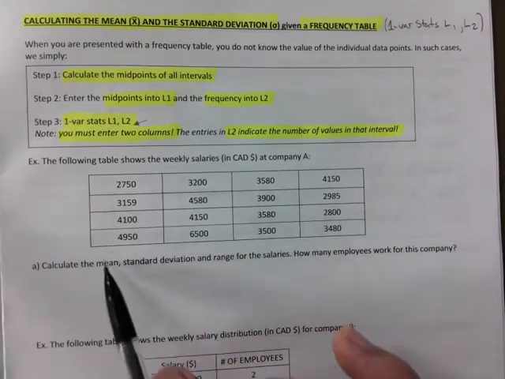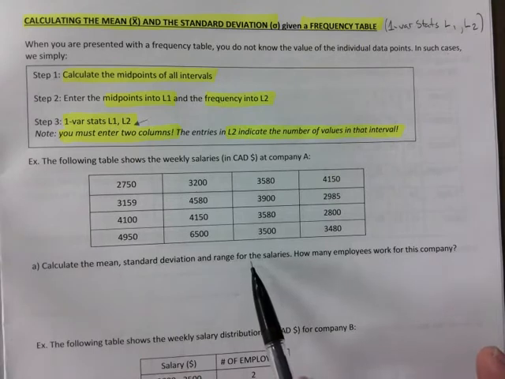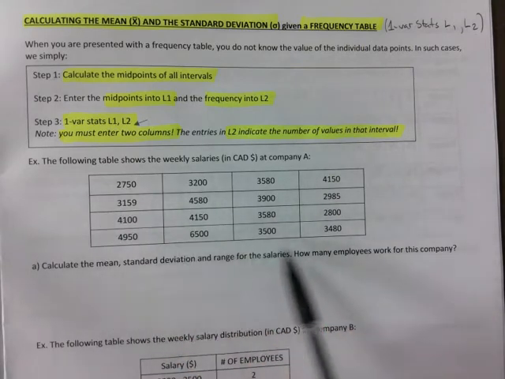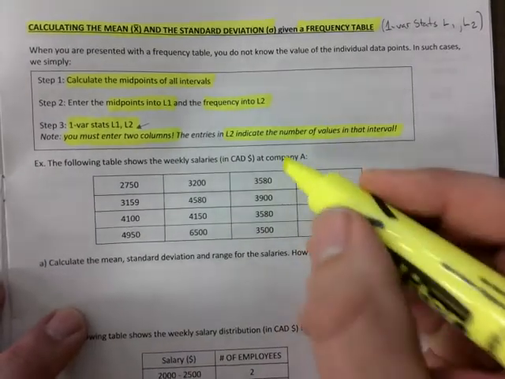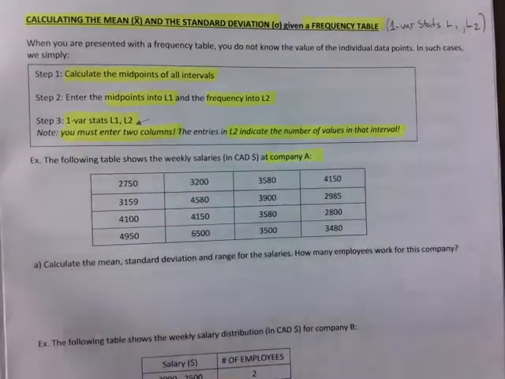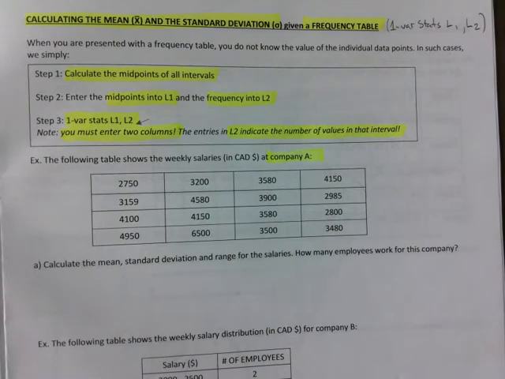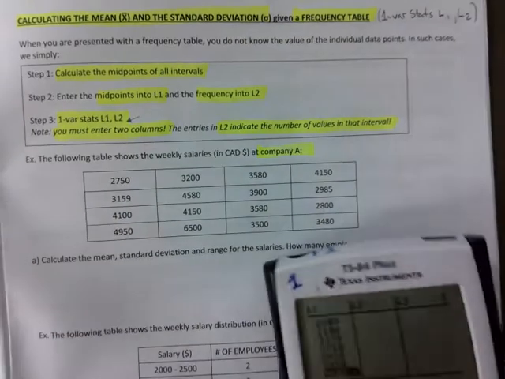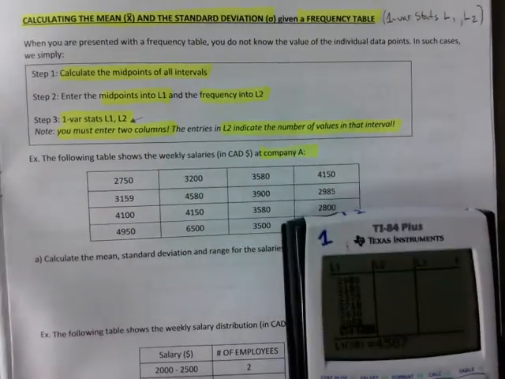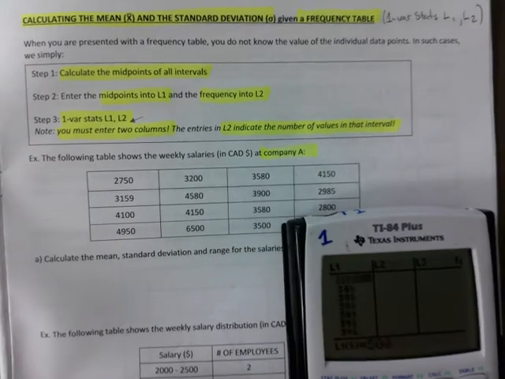Please find the mean, standard deviation, and range for the salaries of company A. So we're going to do company A first in Canadian dollars. Let's go ahead and find that. I don't know the answer. I have it written down, but I need to type that in as well. So let's go ahead and do that. So clear whatever is in L1 and go ahead and click away.